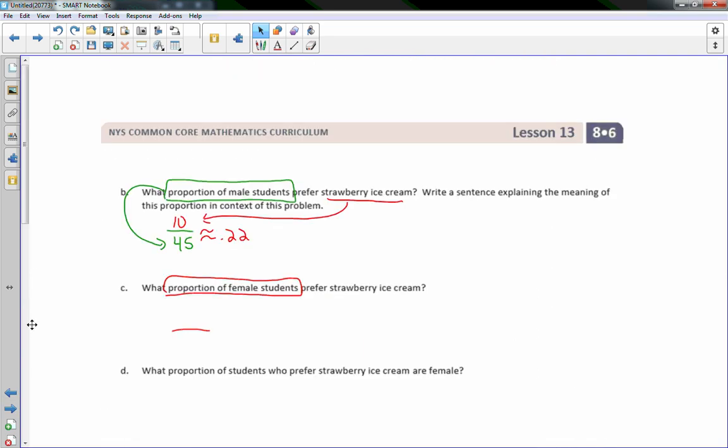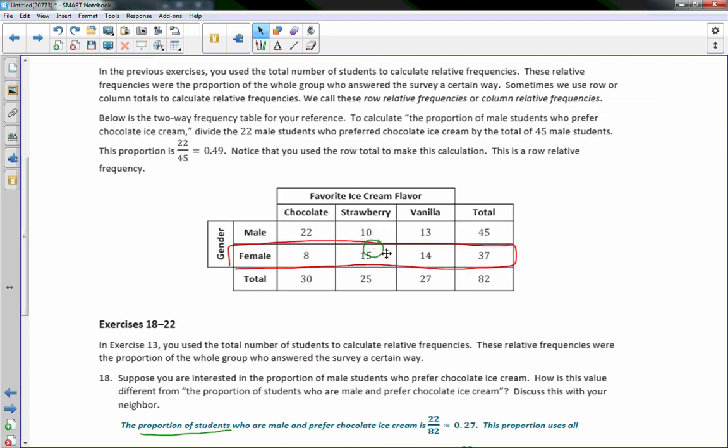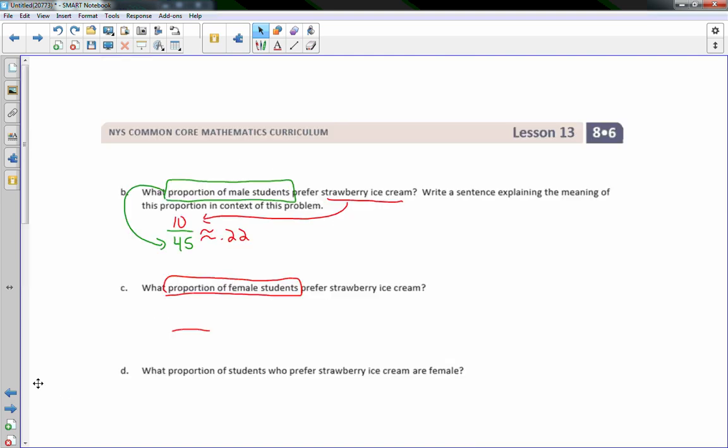And we want to know what proportion of them prefer strawberry ice cream. So I want to move this strawberry down to here. So the total's 37. The ones who prefer strawberry was 15. So my proportion is 15 out of 37, and that is approximately 41%.